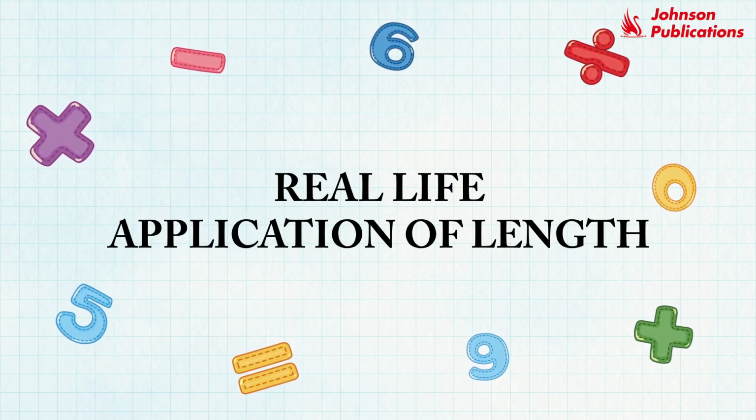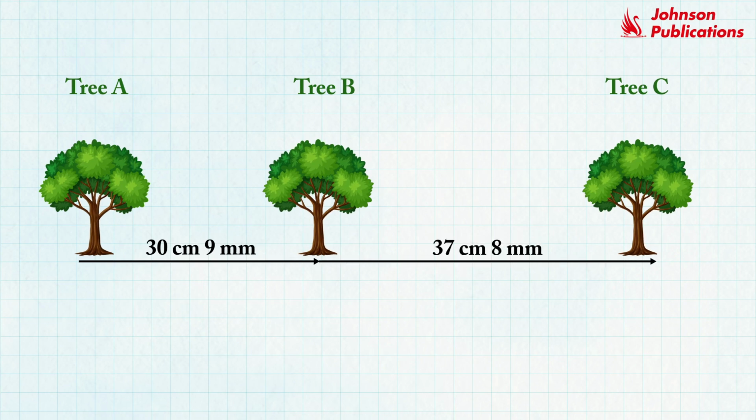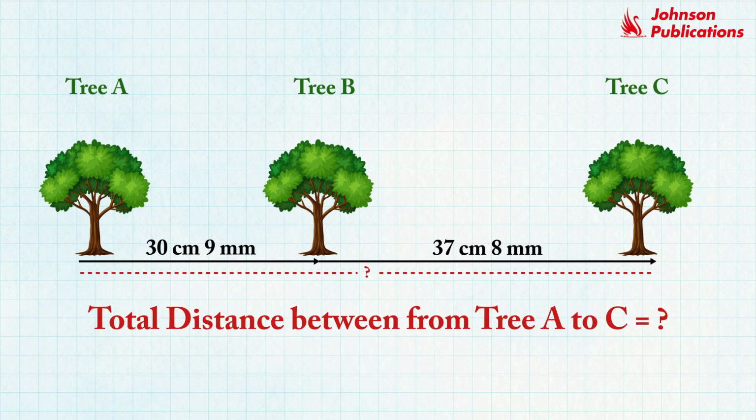Real-life application of length. The distance between tree A and tree B is 30 centimeter 9 millimeter, and the distance between tree B and tree C is 37 centimeter 8 millimeter. Find the total distance from tree A to tree C. Also, find the difference between both distances.